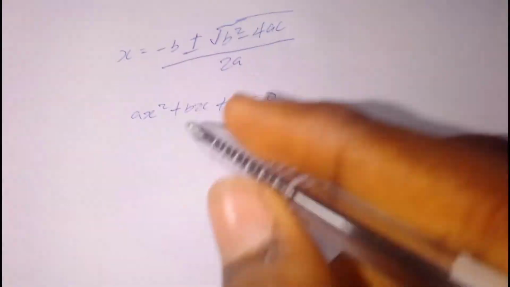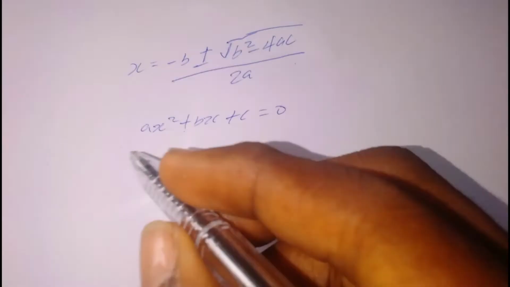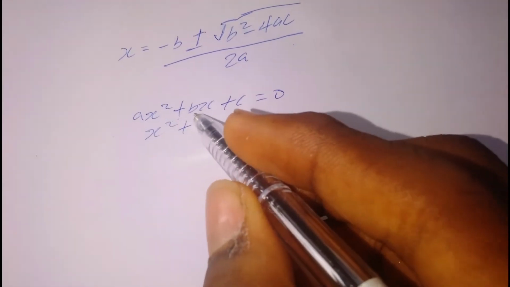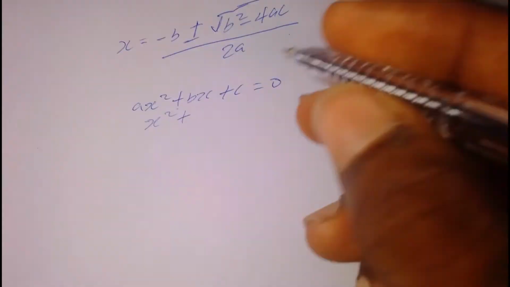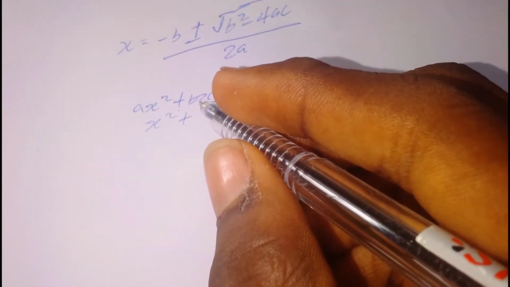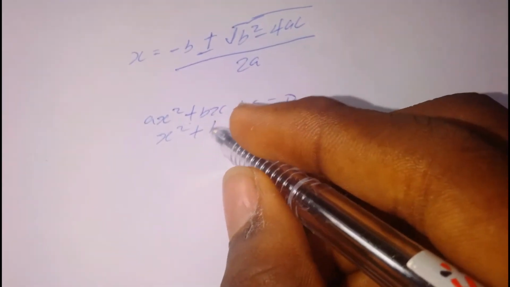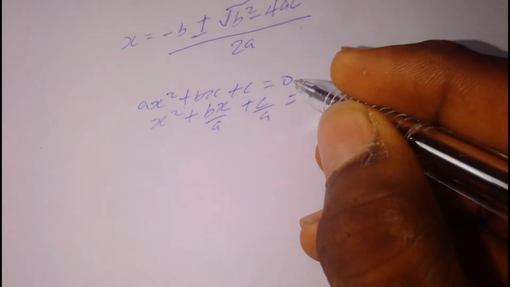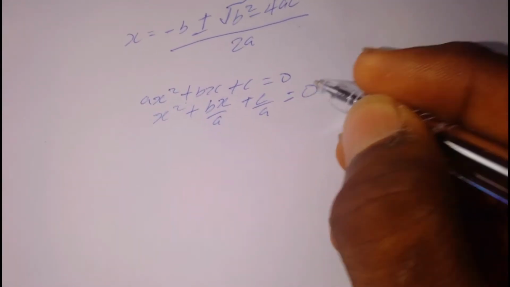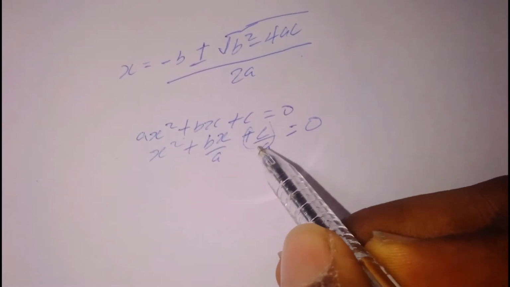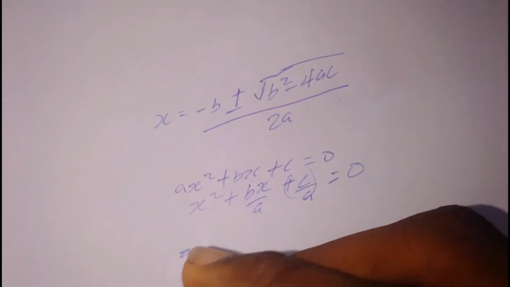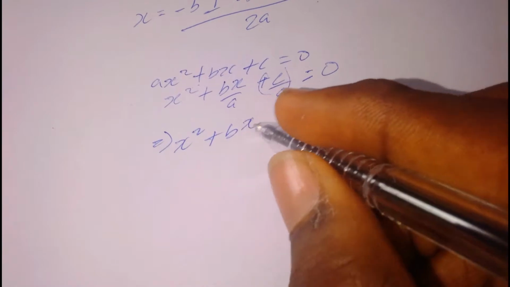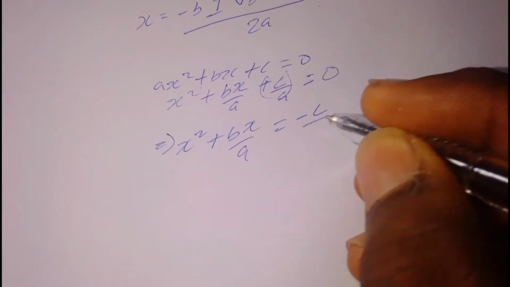The first thing you have to do is divide the whole equation by a. That will give us x squared plus bx over a plus c over a equals 0 divided by a, which is still 0. Now you bring the c over a outside. That will give us x squared plus bx over a equals minus c over a.